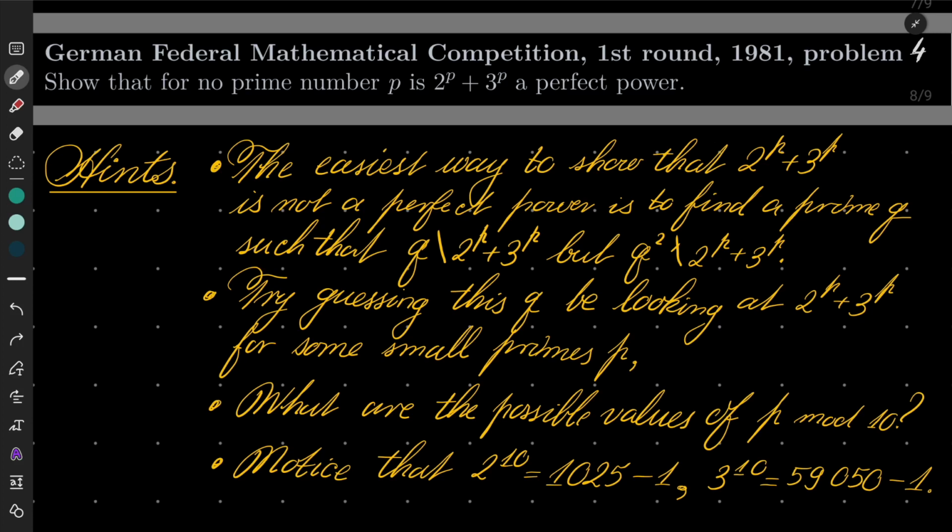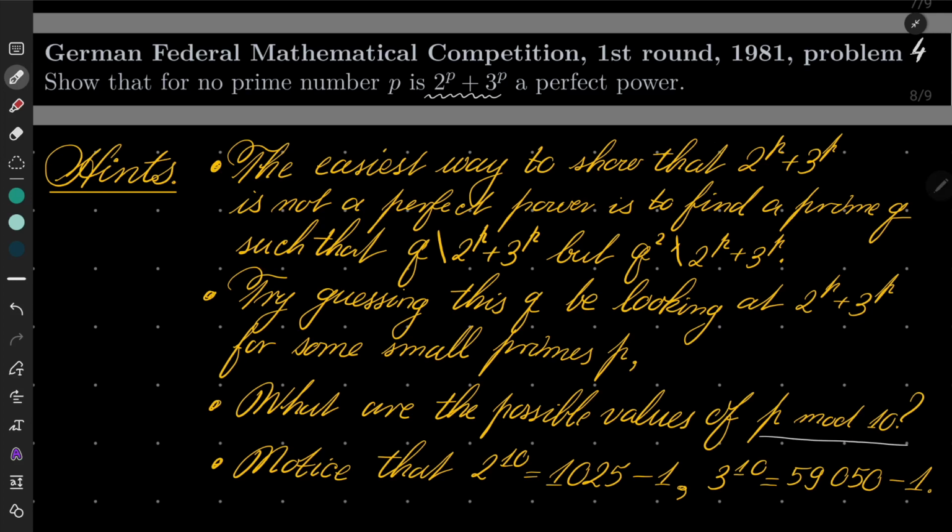And you should try to guess this number q. And it's not that hard. You should consider values of this sum for small primes, for example 3, 7, 11. You should see the pattern emerging. Then, since p is a prime, what are the possible values of p modulo 10?